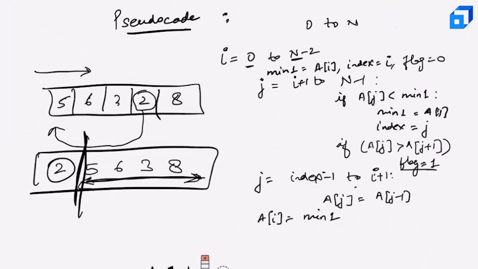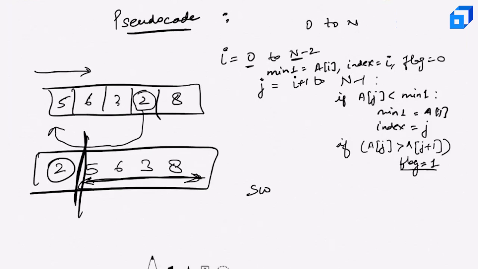Here, I could very well also have done, instead of doing all of this, swap a of i comma a of index. I could have done this as well, as long as I'm checking, for the remaining array, is the array sorted or not? If the array is sorted, then I just break. That is the only optimization that I put in, nothing else.